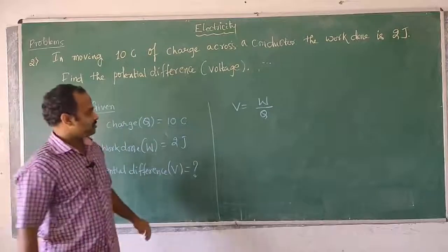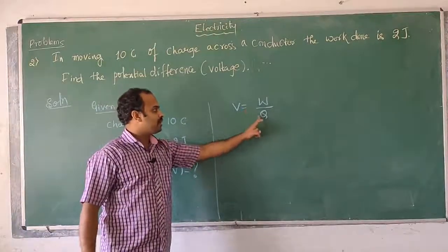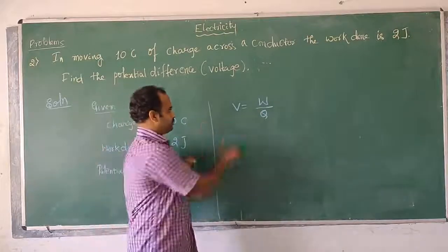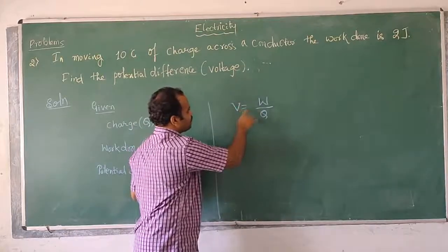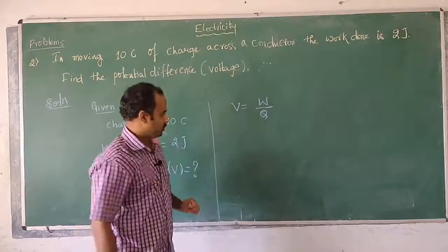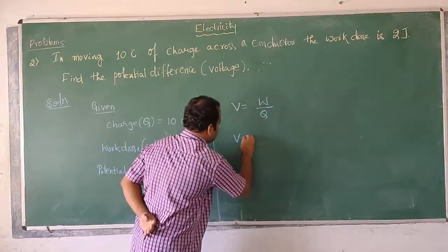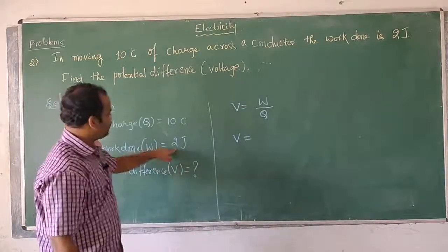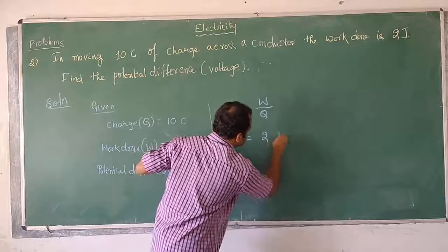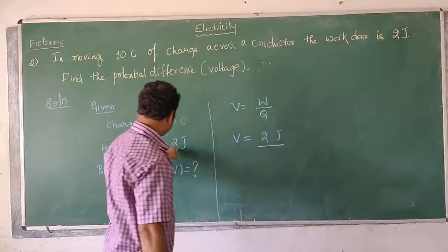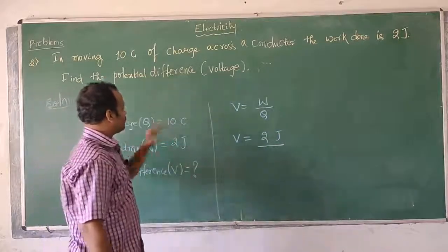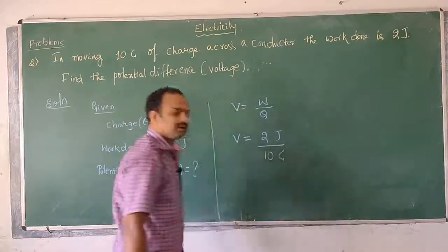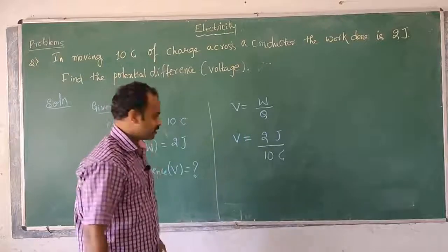What is potential difference? Potential difference is the work done in moving a unit charge from one point to the other point in a circuit. So V is equal to W divided by Q. Therefore, put the values of W and Q. V is equal to W, which is 2 joules, divided by charge Q, that is 10 coulomb.